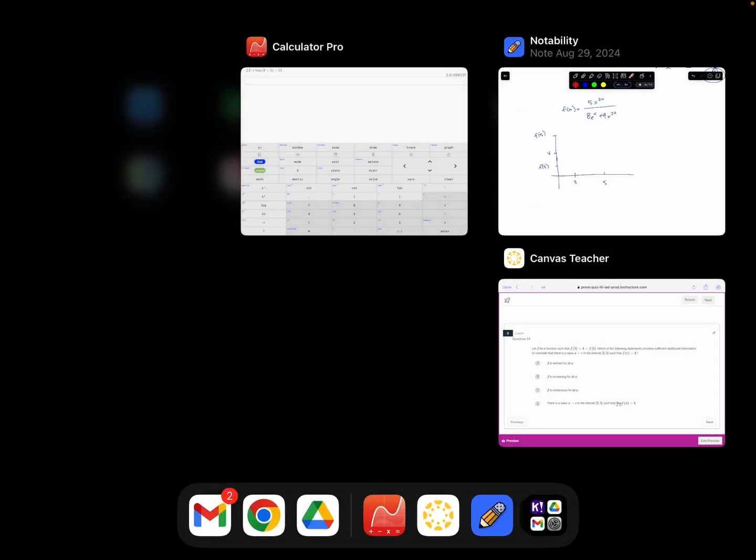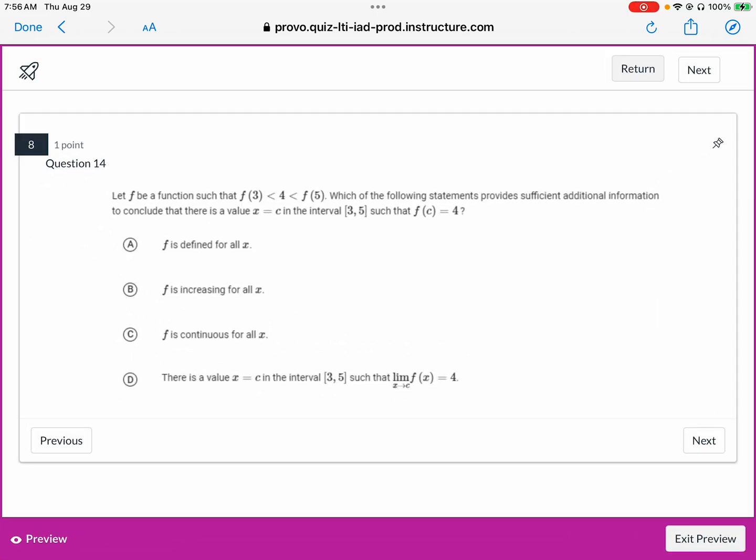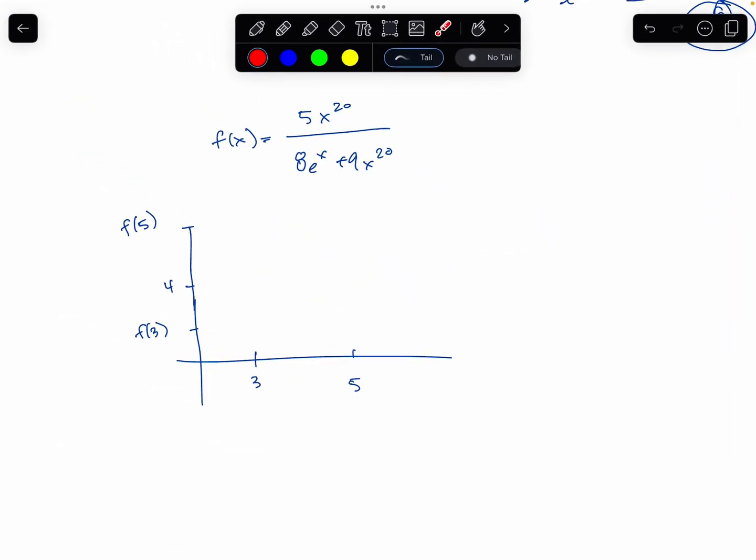Which of the following statements provides sufficient additional information to conclude that there is a value x equals c in the interval from 3 to 5 such that f of c is 4? So, is there a value somewhere in here called c that will give me the y value of 4?